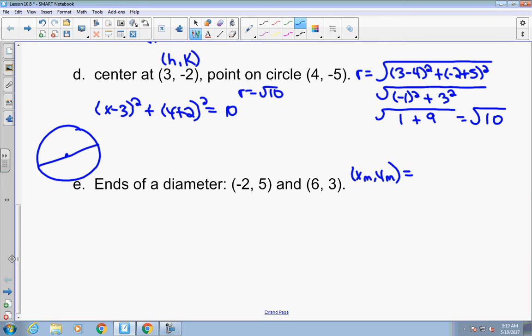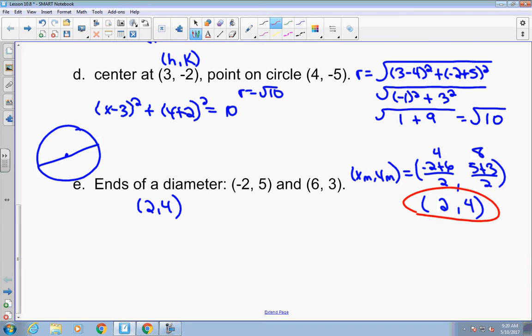So I got negative 2 plus 6 divided by 2, and 5 plus 3 divided by 2. 4 divided by 2 is 2, and 5 plus 3 is 8 divided by 2, which is 4. So 2, 4 is my center. Now, I want to use this point, and I can use either of these other 2 points. Let's go ahead and use that one. I can find the distance between those, and that would represent my radius.